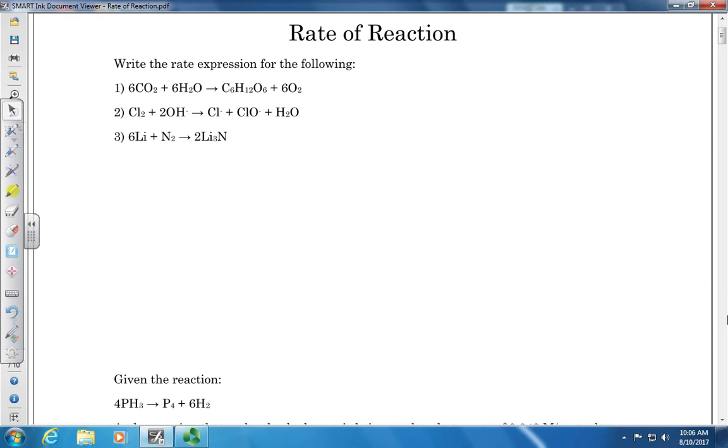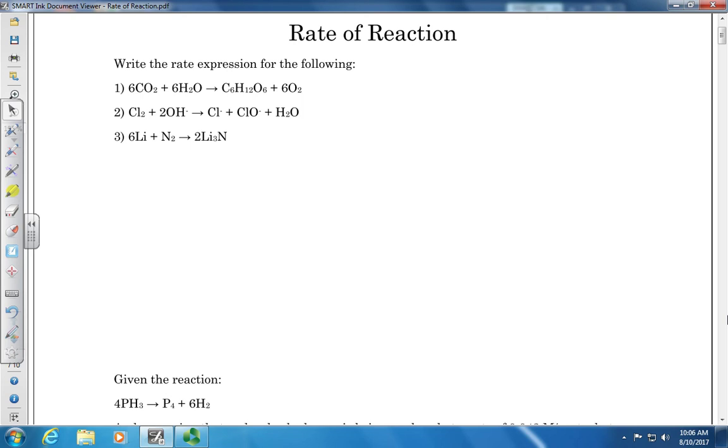And today we are looking at rates of reaction, specifically rate expressions. They're very simple to do. Just follow along as I perform the function on these two examples that I have here today. So the first one asks us to write the rate expression for the following reactions.